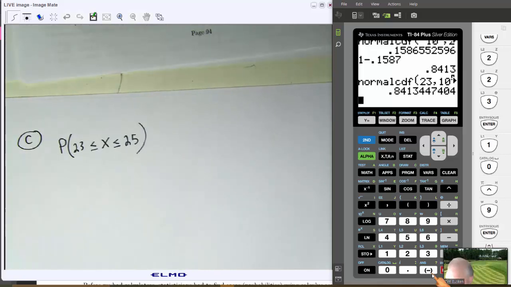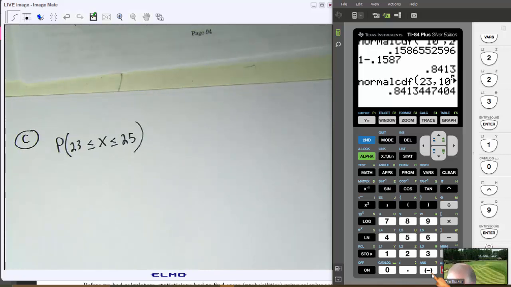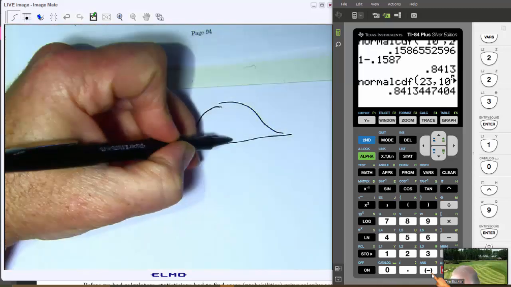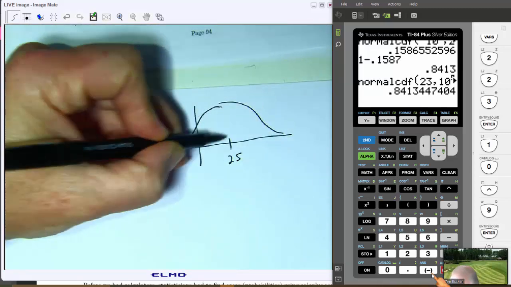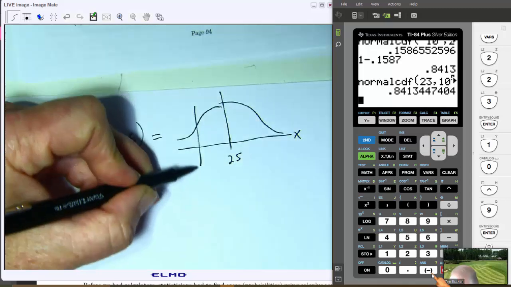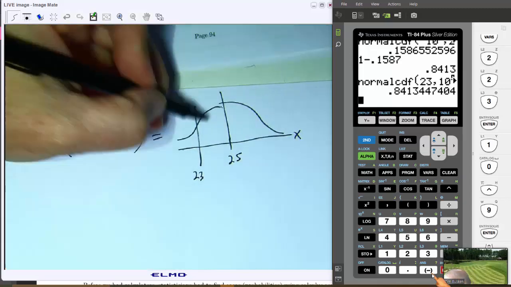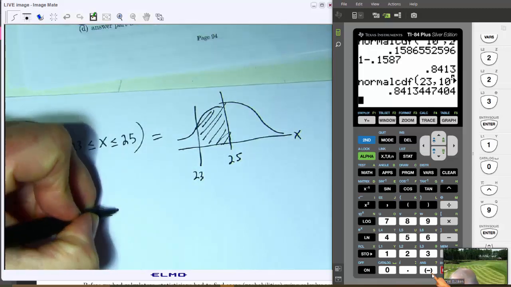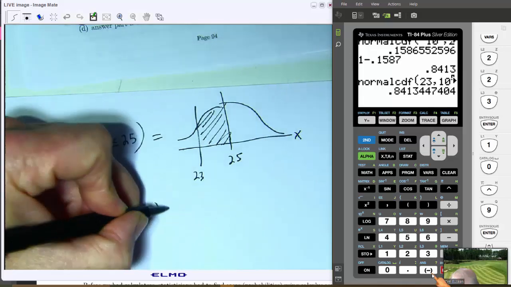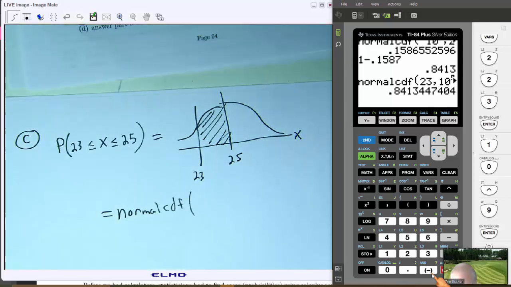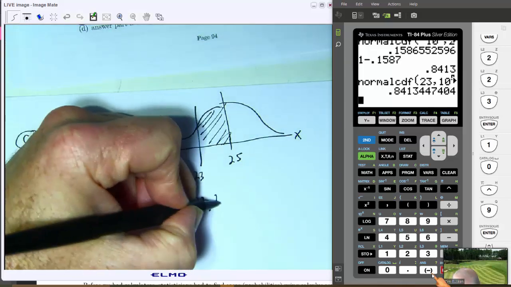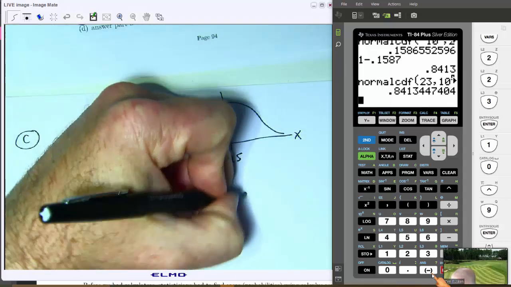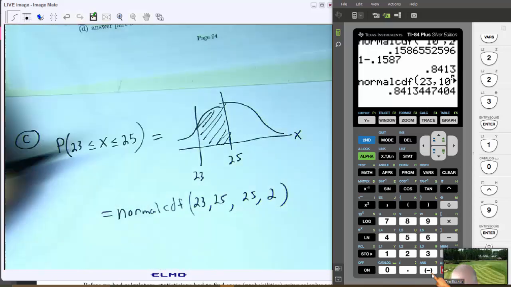Okay, so the probability X is between and including 23 and 25. We know that that's equal to the area underneath the normal curve, centered at 25, and of course it's between those 2 values. So we're going to call on normal CDF again, and we're going to tell it what the lower and upper boundaries are, 23 and 25. And we're also going to tell it what the mean and the standard deviation is.